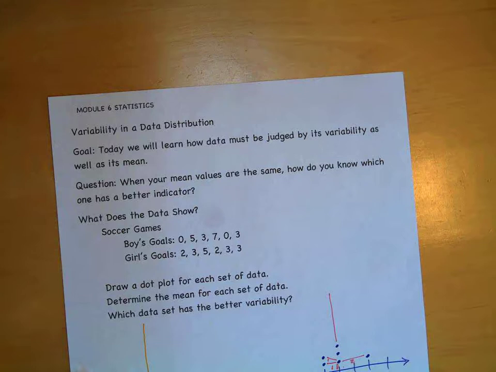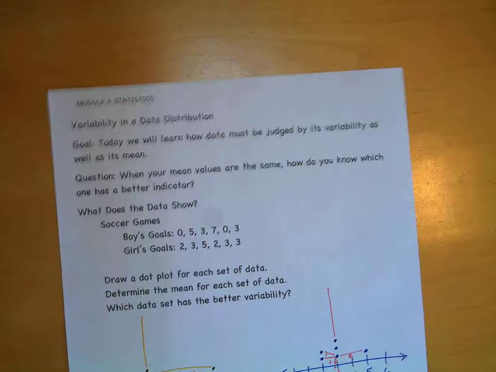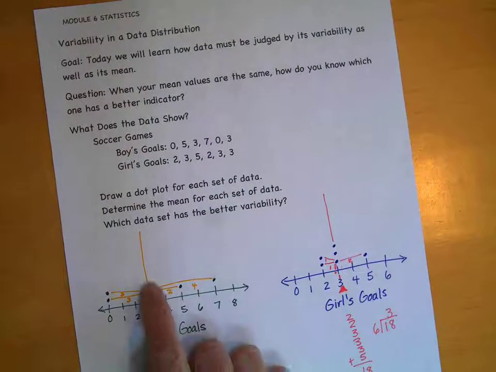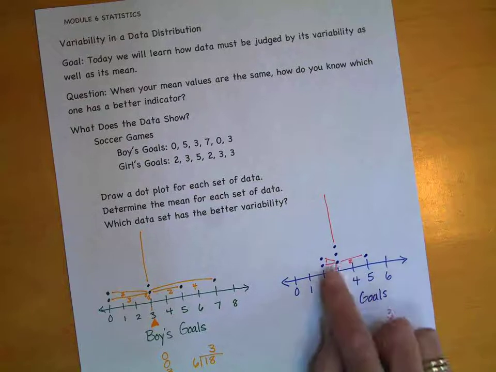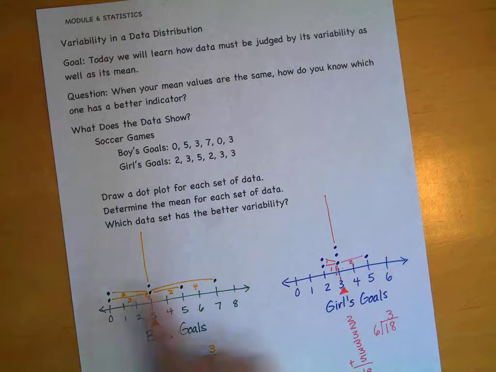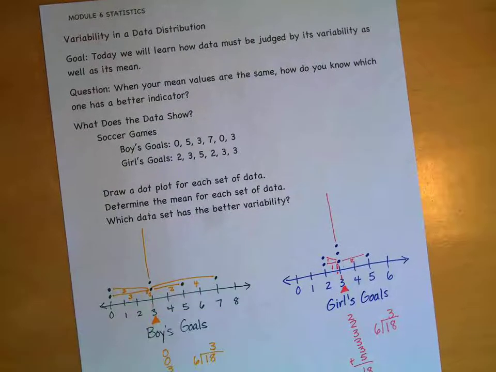Question: when your mean values are the same, how do you know which one has a better indicator? It would definitely be based on the other data points and how far they are away, because we have these 2 that are the same, and we have these 3 the same. However, we have 2 that are 1 away, 1 that is 2 away, 2 that are 3 away, 1 that's 4 away, and 1 that's 2 away. So this one does have higher variability.